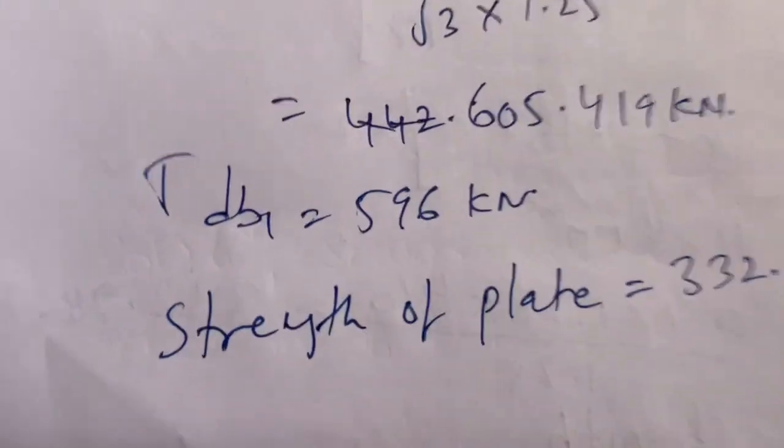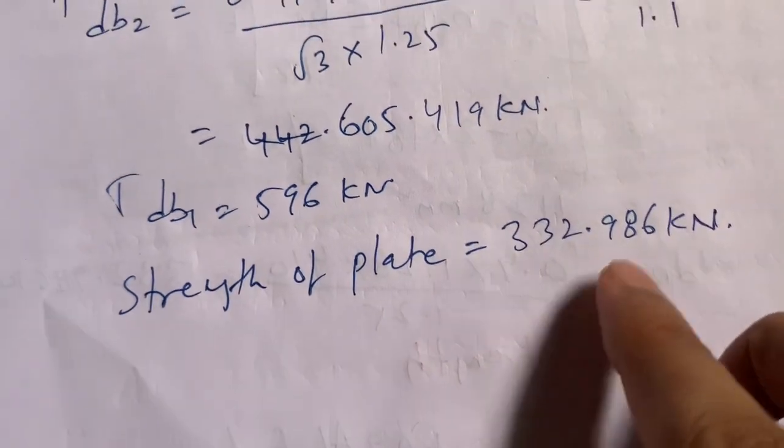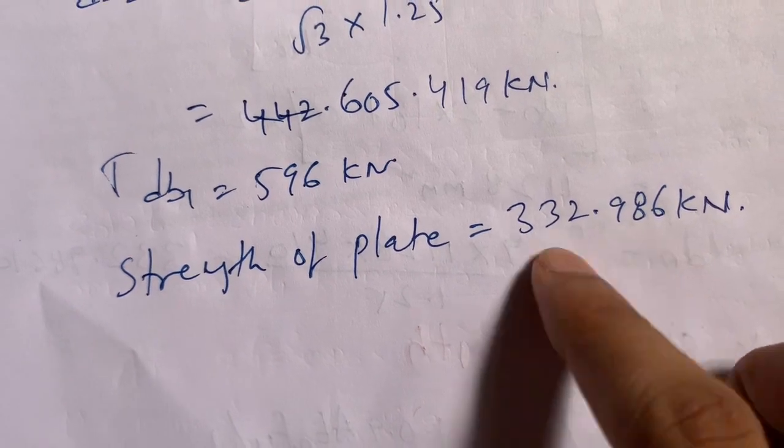Why are we considering the least value? Because this is the lesser strength value, that's why we are going to design the strength of the plate for the least value.